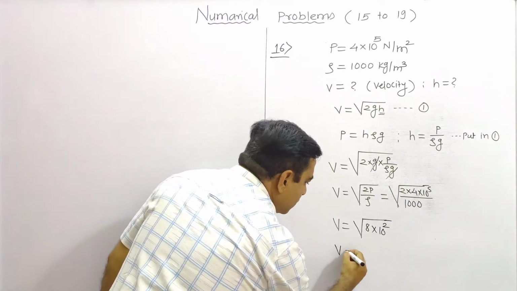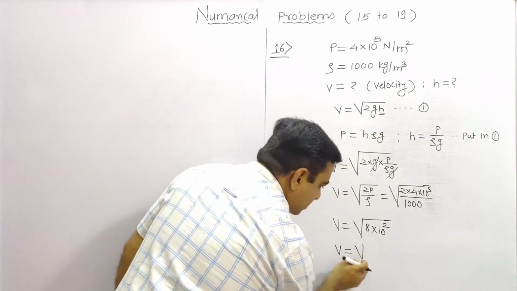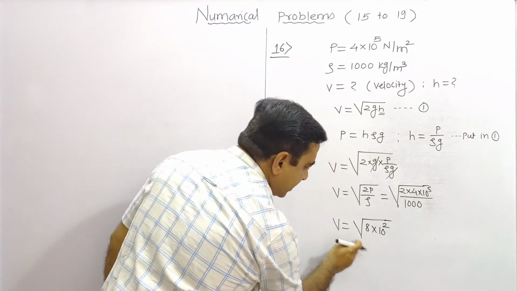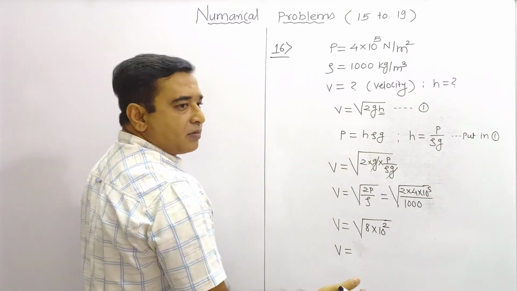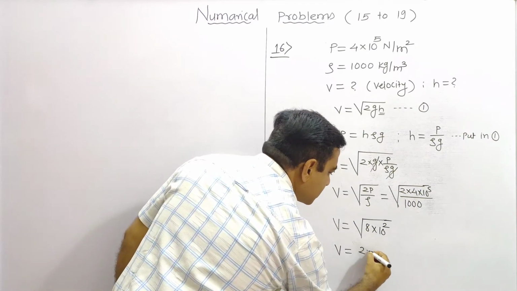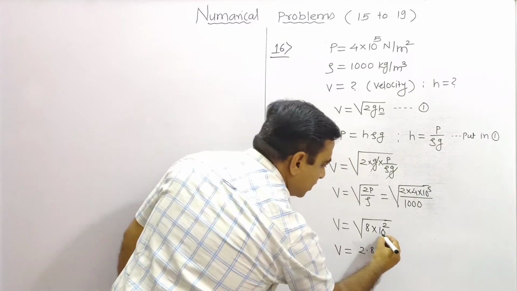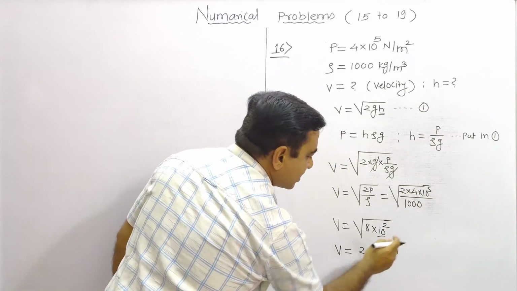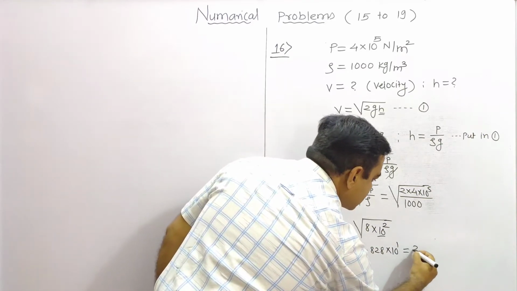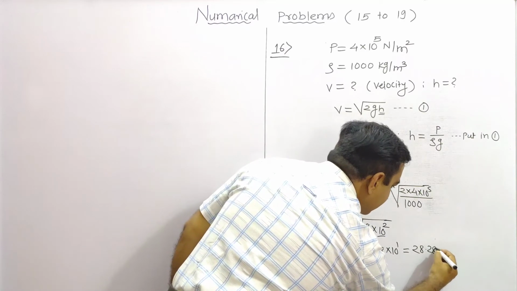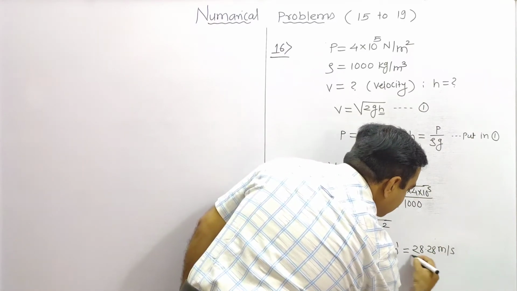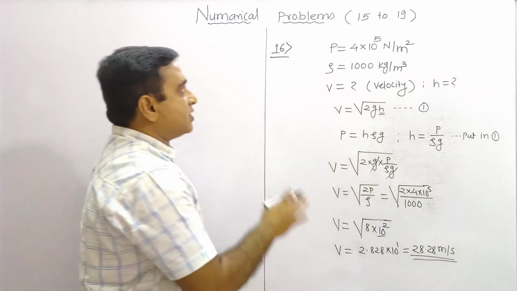If we take the square root of 8, it comes out to be 2.828 into 10 raised to power 1. Square root of 10 raised to power 2 is 10 raised to power 1. So the final answer is 28.28 meter per second. This is the final answer for this.